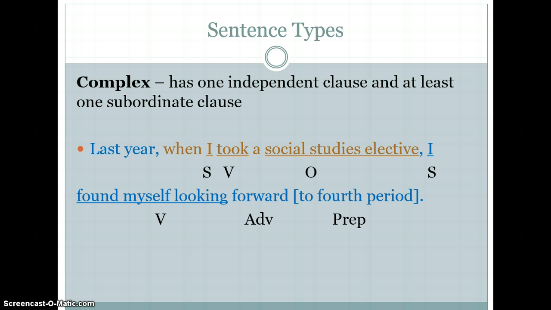We also have a subordinate clause. When I took a social studies elective. That's what's in brown. You've got the subject, I, and the verb took, which makes it a clause, but that when makes it subordinate. When you combine the subordinate clause with an independent clause in one sentence, you've got a complex sentence.